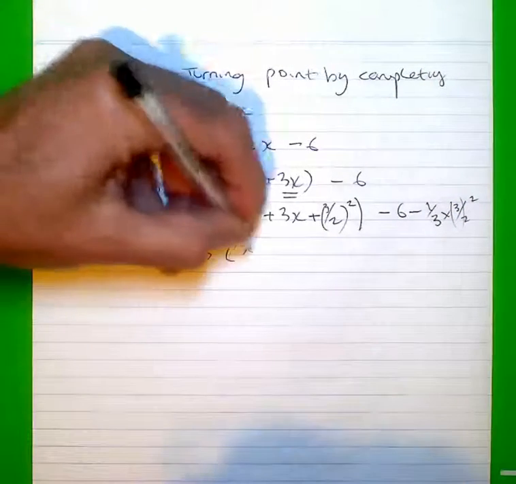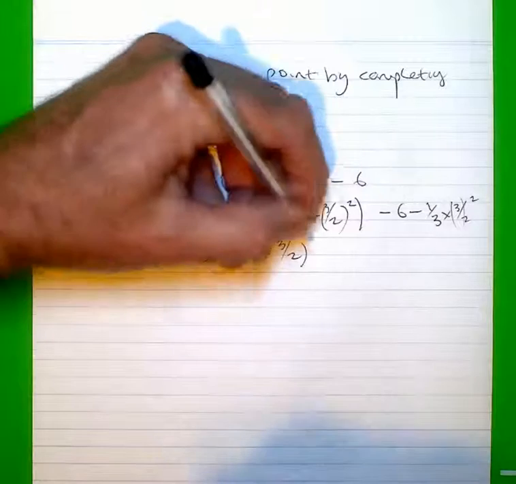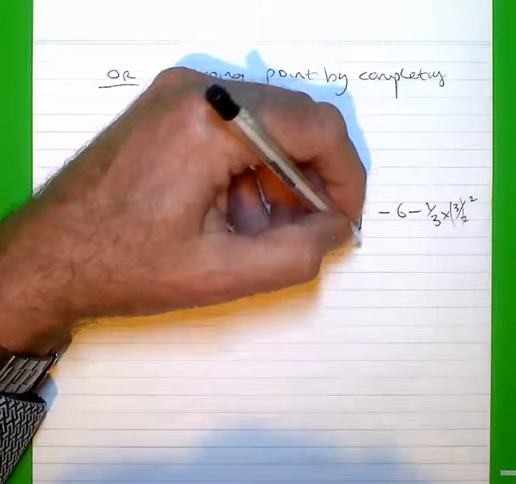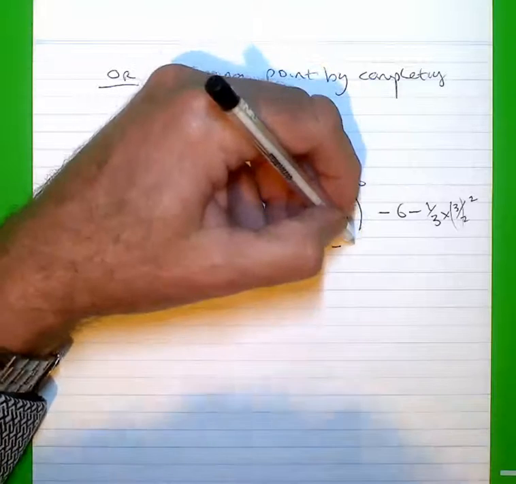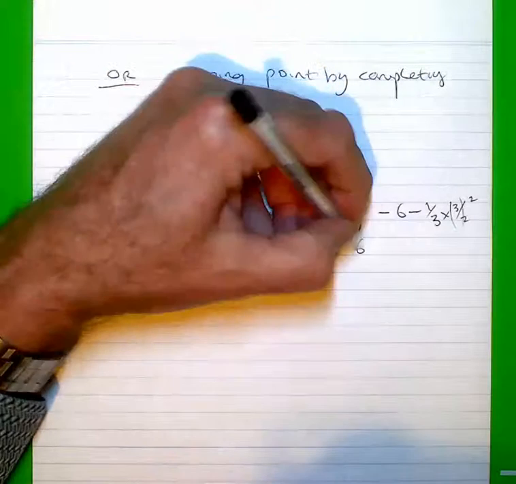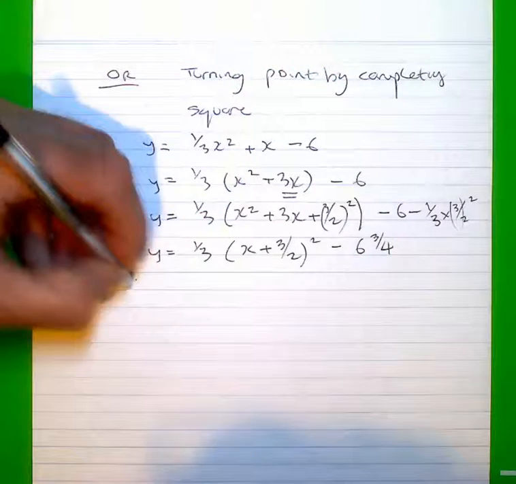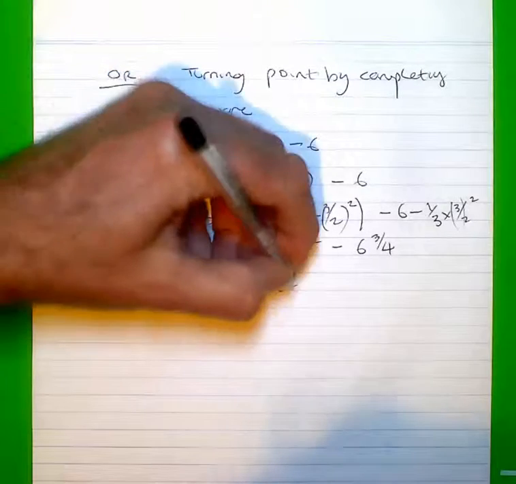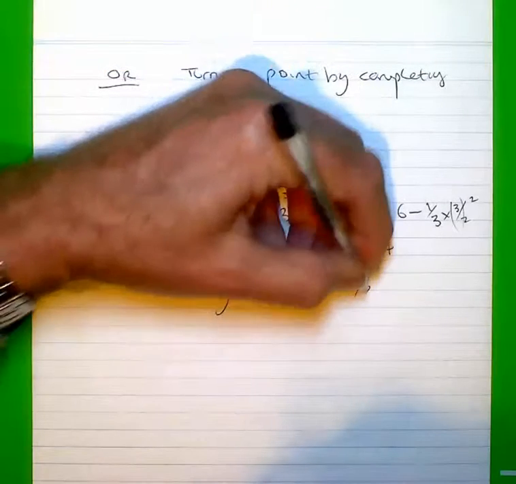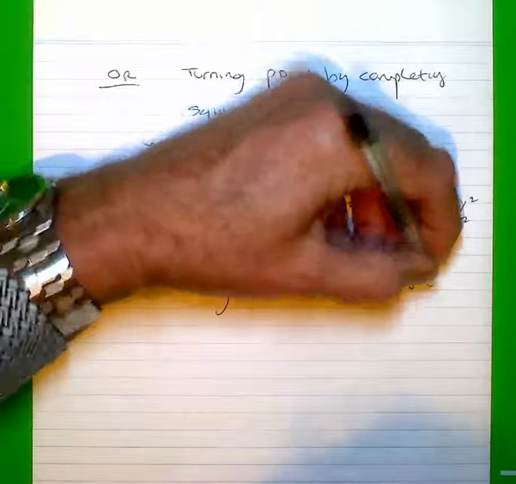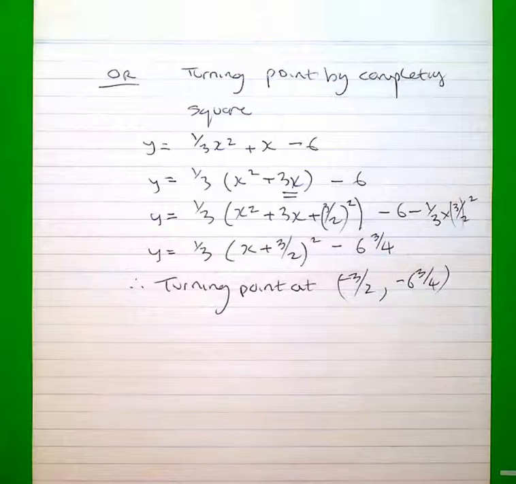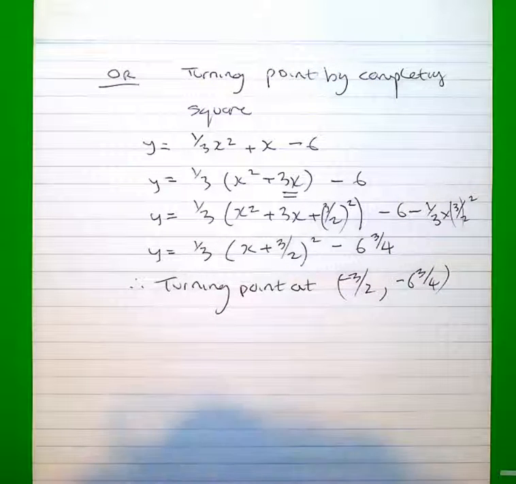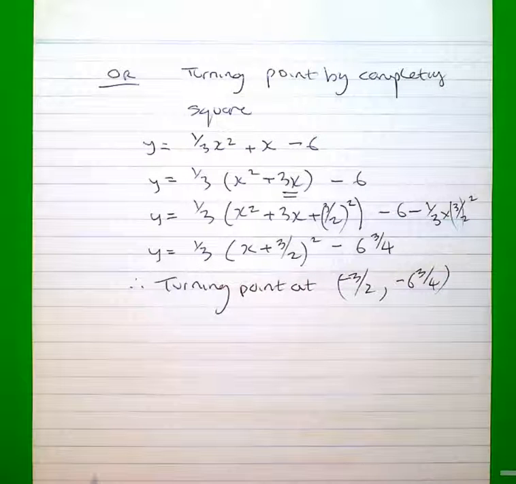I've got a perfect square of x plus 3 over 2 all squared, and when I sort out the other business, I'll have -6 3/4. Now, when I go through the rest of this question set, I'll generally find my turning point by completing the square.